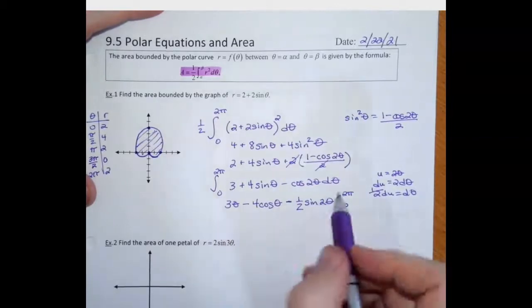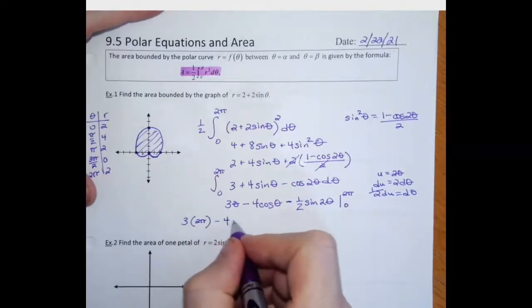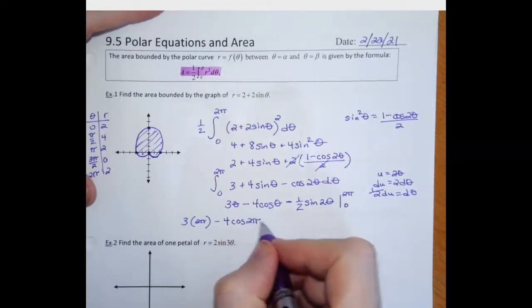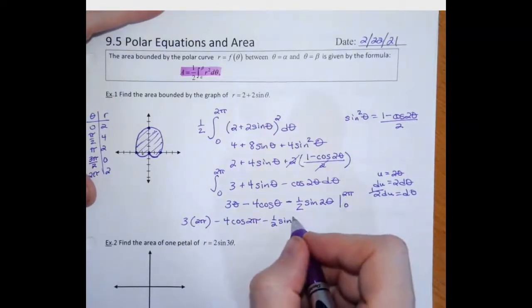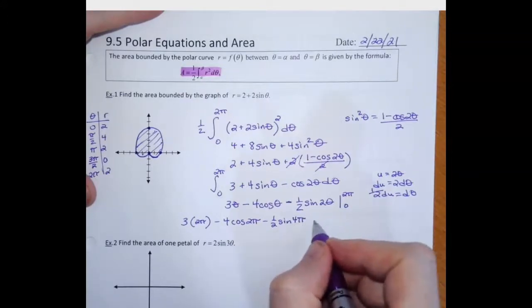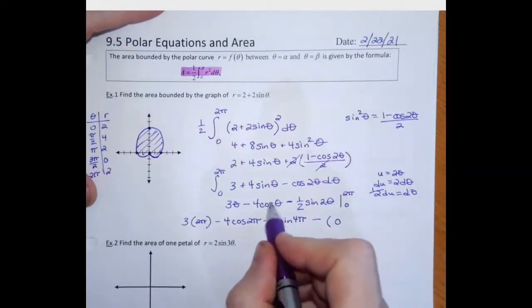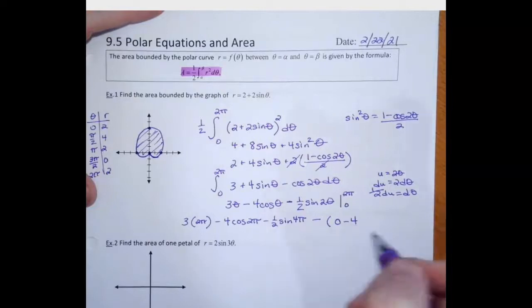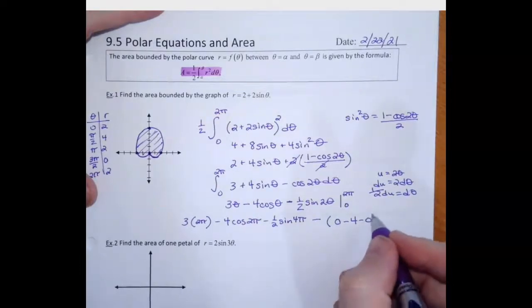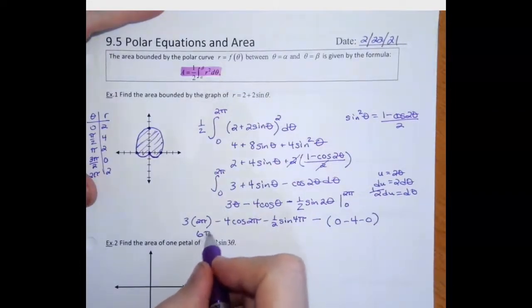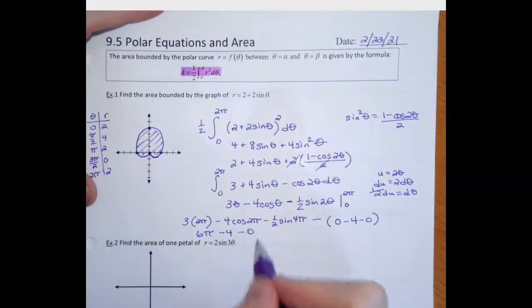Like that. So if we plug this in, we're going to have 3 times 2 pi minus 4 cosine 2 pi minus 1/2 sine 4 pi, minus, if we plug 0 in here, we get 0. If we plug 0 in here, the cosine of 0 is 1, so that's going to be negative 4. I probably could have done that here too, and the sine of 0 is 0, so that's going to be minus 0. So I probably should have done it here. This is just 6 pi minus 4 and minus 0.